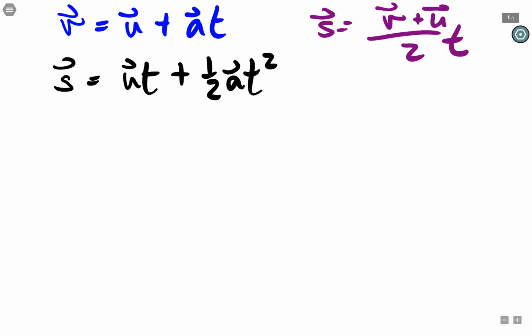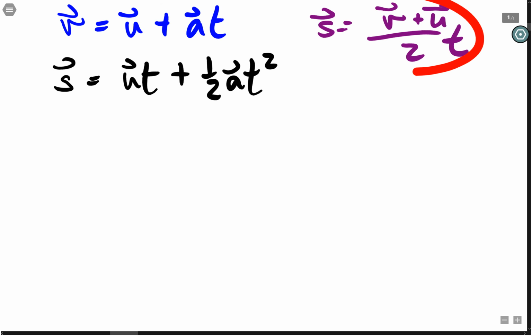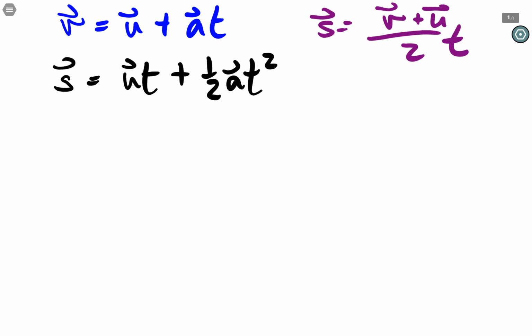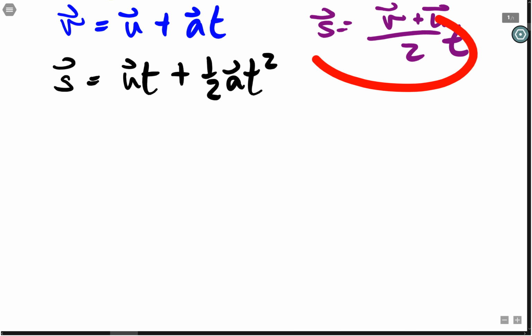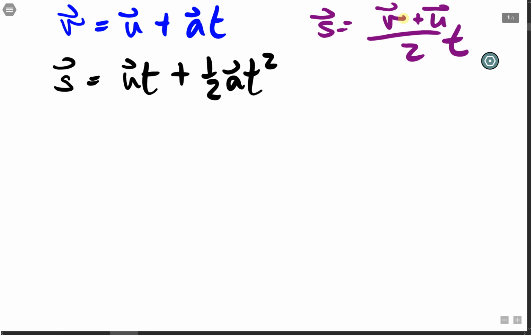Here we have two equations. If we take a look at both of these equations, we notice that the one that we want to derive does not have final velocity, which means if we get rid of final velocity somehow when we put these two equations together, we will be able to derive this one over here.